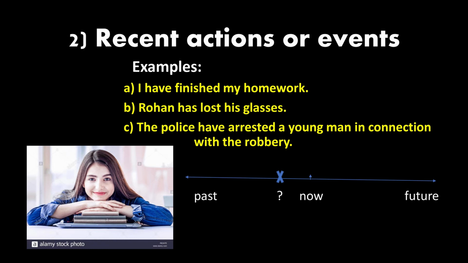Here is another sentence. Rohan has lost his glasses. We don't say when because the important thing is that now Rohan doesn't have his glasses. One more example. The police have arrested a young man in connection with the robbery. So there was a robbery in the neighborhood recently and now the police have a young suspect in custody. The exact time of the arrest is not important.